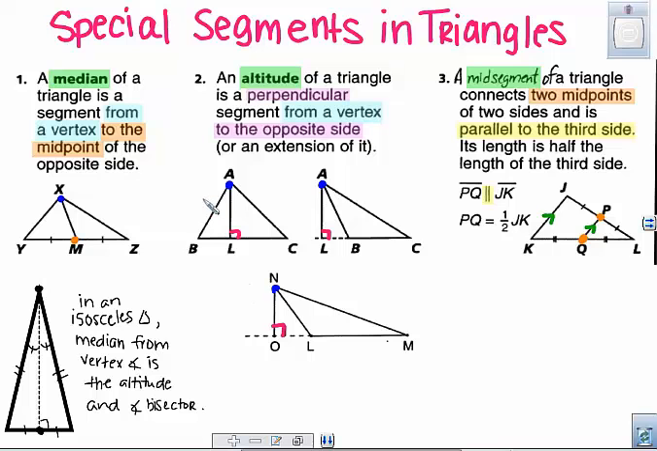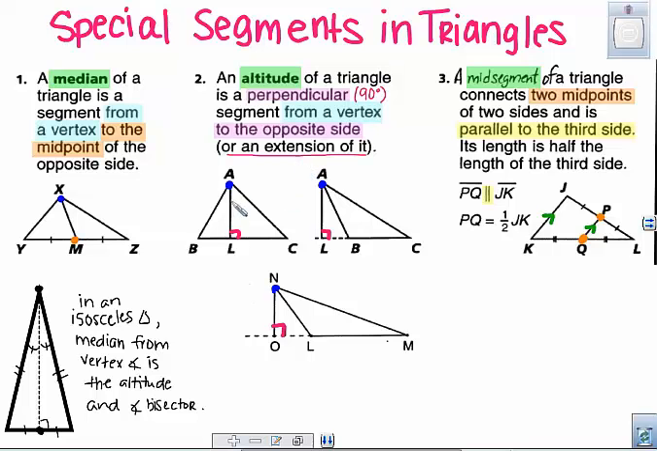Okay, the second line segment is an altitude, or a height of a triangle, and it is perpendicular. If you don't remember what perpendicular is, you need to make a note. Perpendicular means that it forms a 90-degree angle. It's a perpendicular segment from a vertex to the opposite side. So same as median, vertex to opposite side, but it's not necessarily to the midpoint. It's anywhere on the opposite side or an extension of it that forms a 90-degree angle.